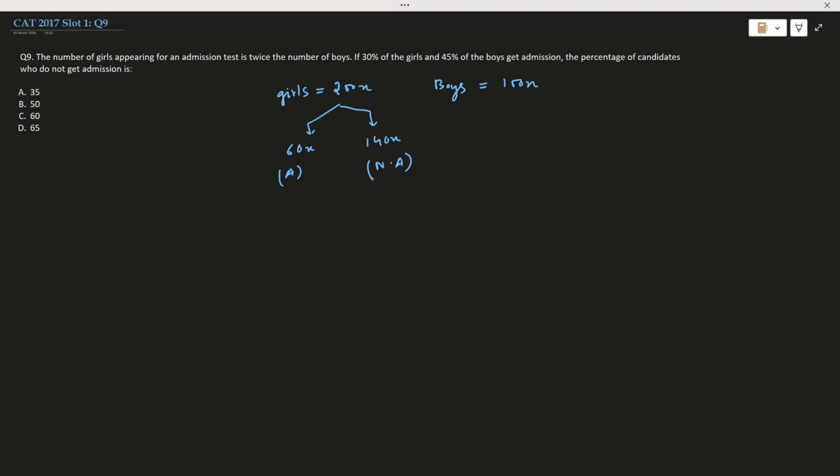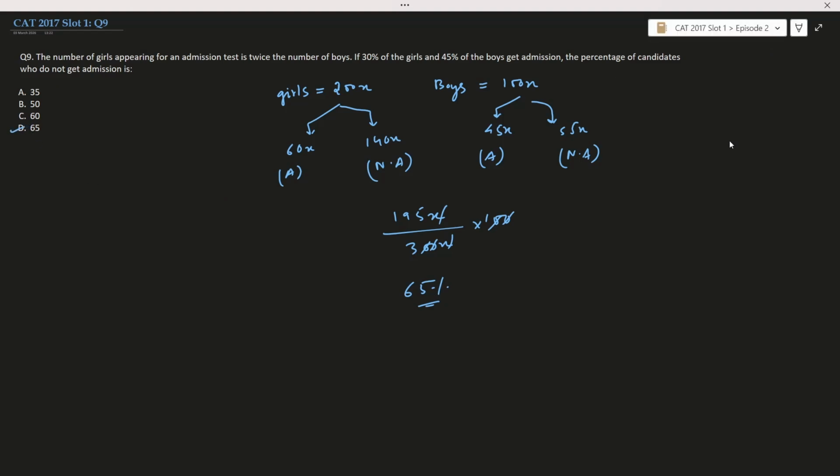No admission. Similarly, in boys, 45% of the boys, so it will be 45x got admission. So 55x did not get admission. So how many students did not get admission? 140 plus 50, 190. So 195 students did not get admission. Percentage of candidates. So what is the total number of candidates? 300x. Very simple question, guys. X and X will get cancelled. So 3 into 6 is 18 to 65. 65%. Option D.